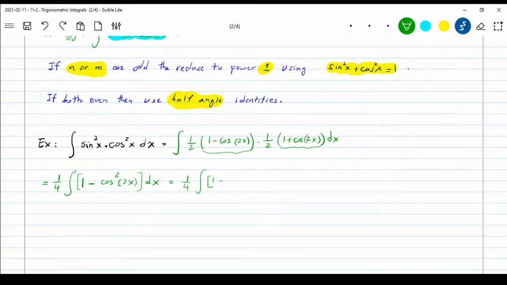You can always go back and say, okay, I have an even power, so I will use the half angle again. Instead of cosine squared 2x, I will write 1/2 (1 plus cosine of the angle doubled again, so 4x) dx. Every time you reduce the power, the angle will get doubled. Finally, now we ended up with a cosine where the power is simply 1. Sorry about these parentheses.